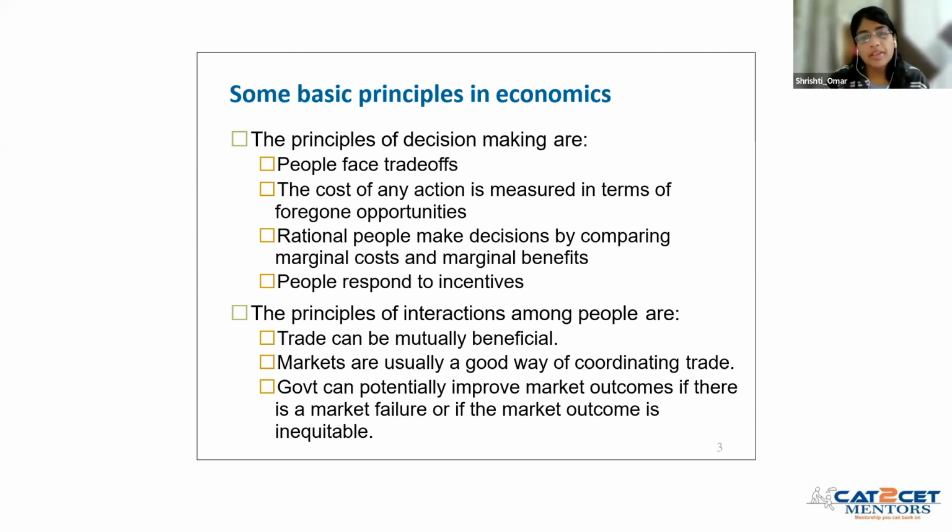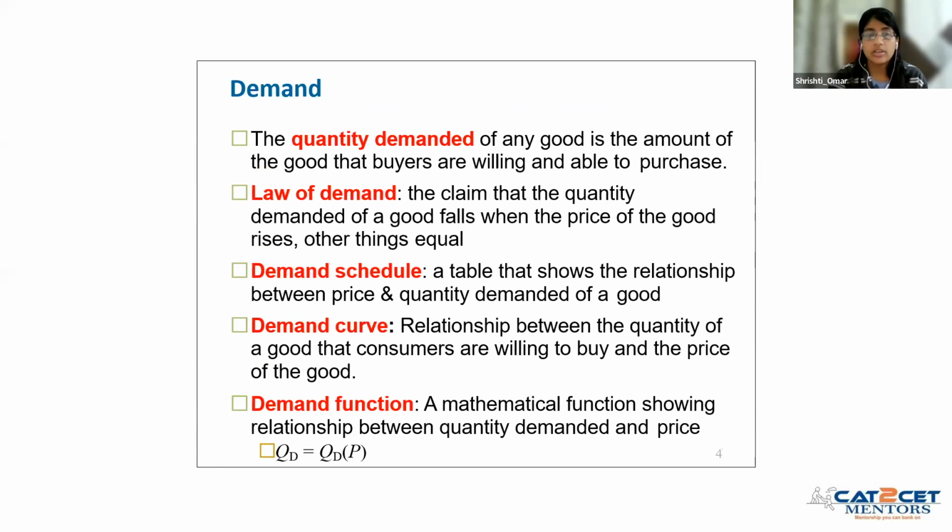Rational people make decisions by comparing marginal cost and marginal benefit. Whenever you are studying economics, marginal means additional. So you make decisions on the basis of the additional cost of something you need. Like if you want to buy an earpod, there is going to be some cost, and you have to decide on the basis of that. People respond to incentives. That is human nature and everyone knows about it. Okay, so you don't need to know more about the principles of interaction.